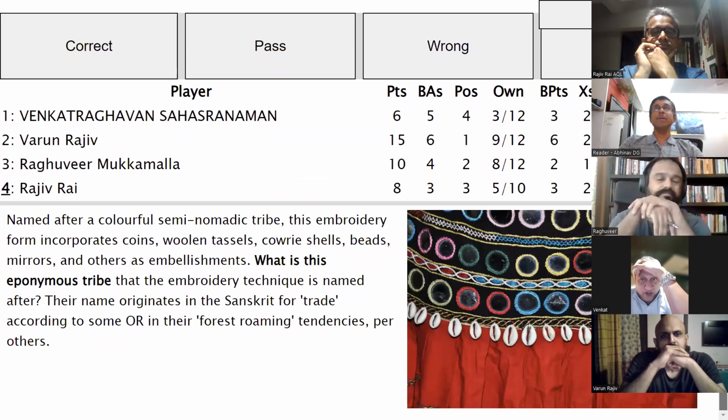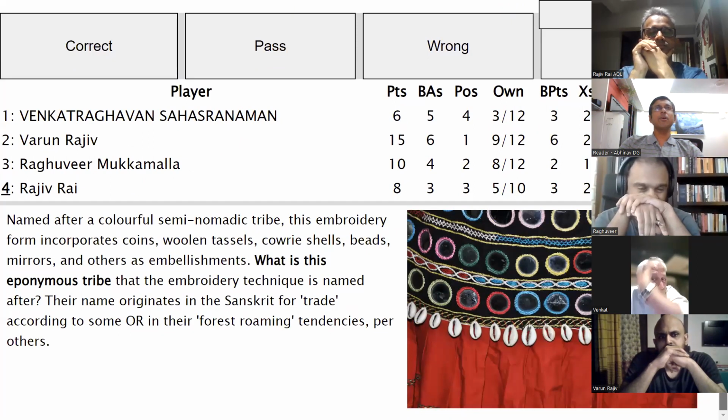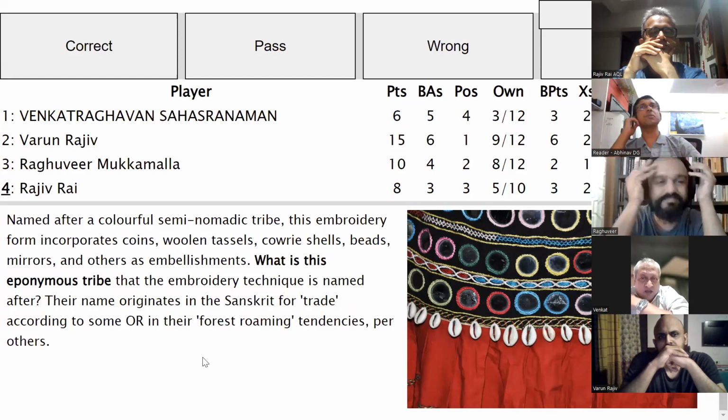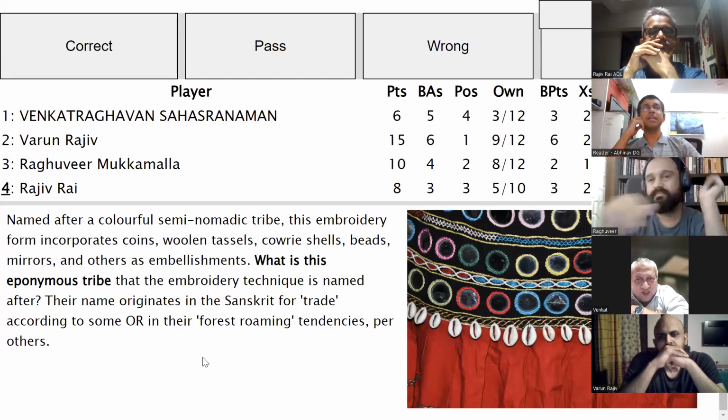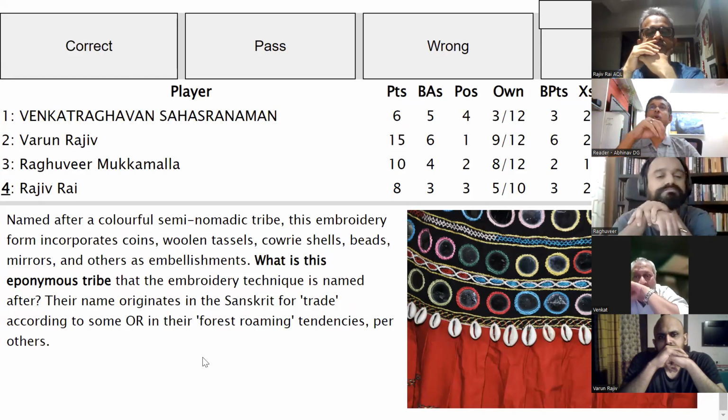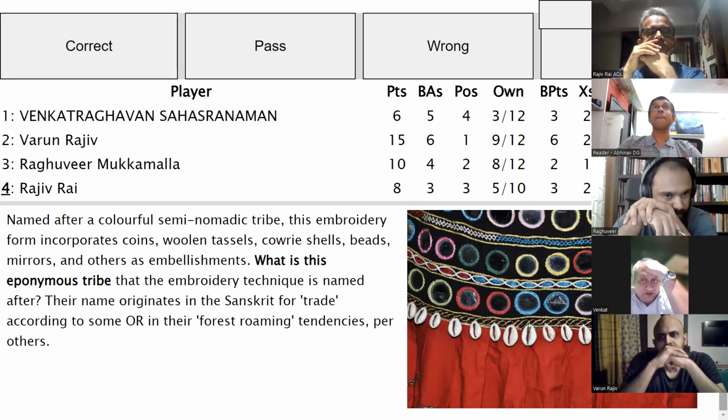Okay, Rajiv. Named after a colorful semi-nomadic tribe, this embroidery form incorporates coins, woolen tassels, cowrie shells, beads, mirrors, and others as embellishments. What is this eponymous tribe that the embroidery technique is named after? The name originates in the Sanskrit for trade, according to some, or in their forest roaming tendencies for others.